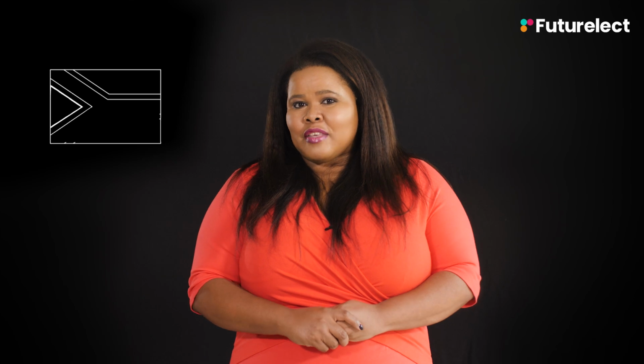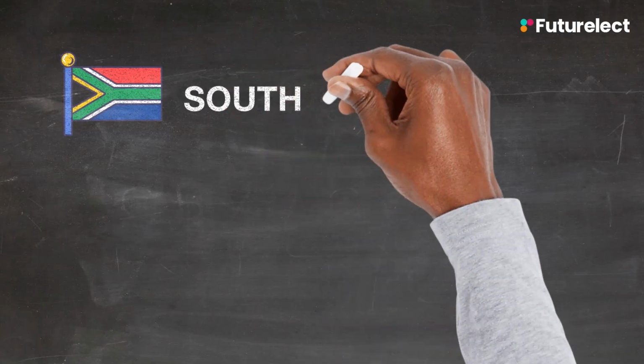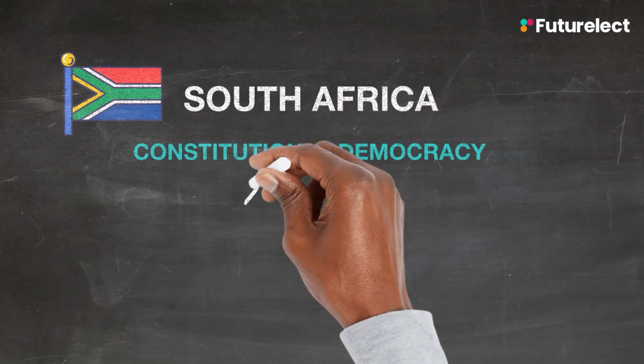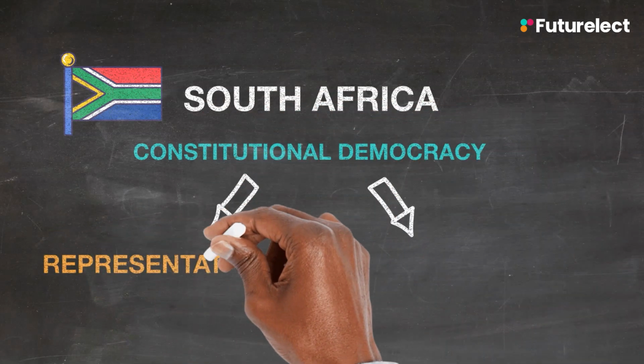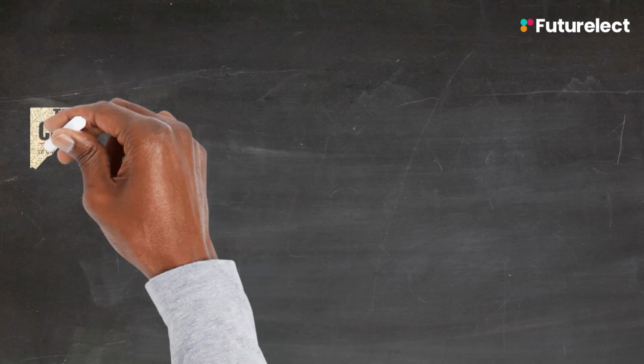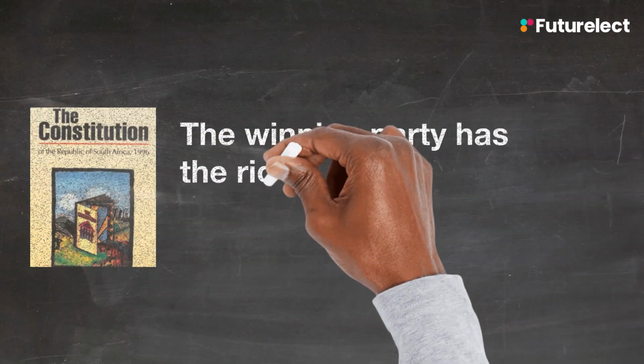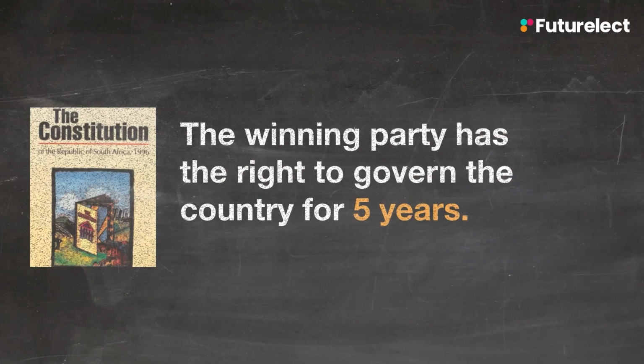So, where does South Africa's democracy fit into this picture? Well, South Africa has a constitutional democracy with elements of both representative and parliamentary systems. This means that our government is formed by the political party that wins the majority of seats in the national or provincial election to Parliament. This gives the majority party the right to form the government. South Africa's constitution outlines that the winning party has the right to govern the country for 5 years.